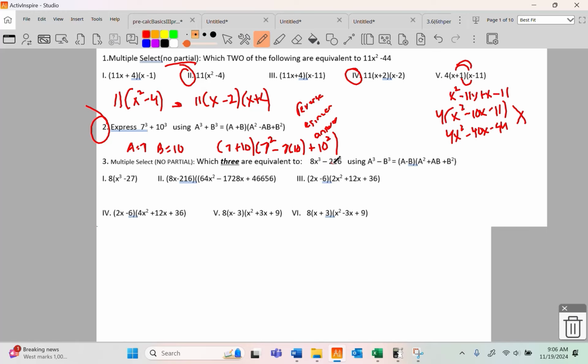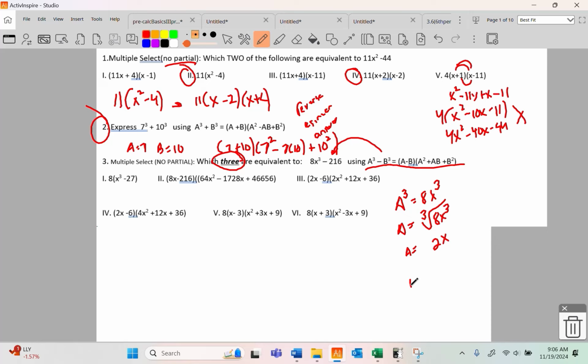Let's see, here we have a multiple select, no partial, even says which 3. I don't know if I'll do that for you or not. I might, who knows. That are equivalent to 8x cubed minus 216 using this pattern. So using that guy right there. So if a cubed is 8x cubed, then a is the cubic root of 8x cubed. Cubic root of 8 is 2, the cubic root of x cubed is x. So a is 2x.